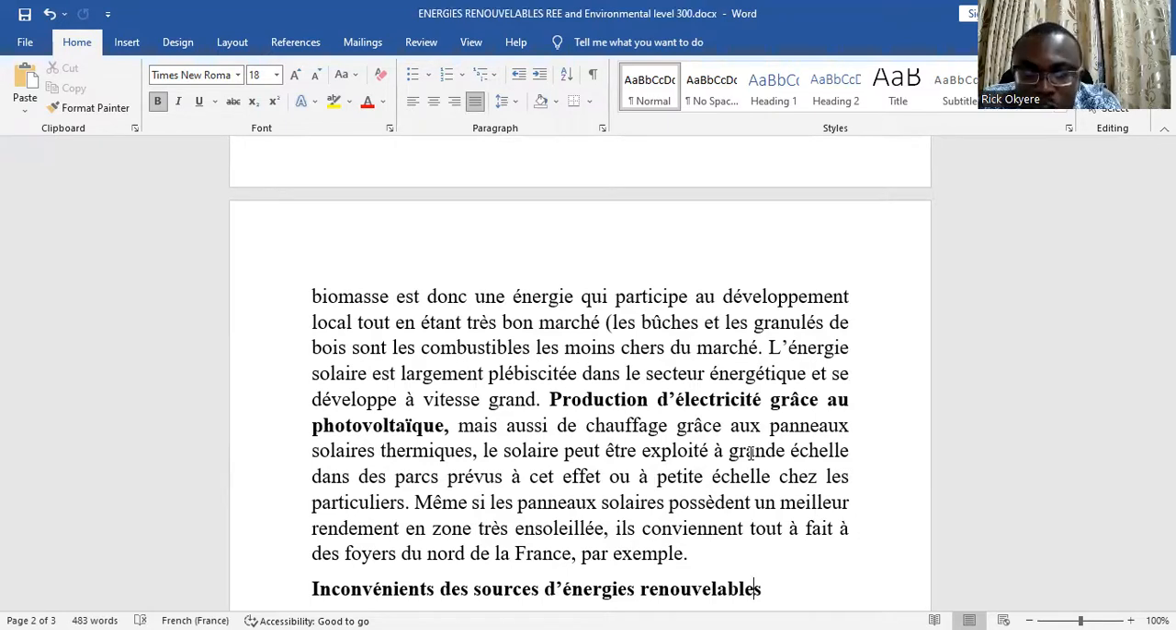Okay, also you can use it to produce electricity through the heat energy that is absorbed through the solar panels. Okay, on our roofs, you can use it to generate electricity that way.